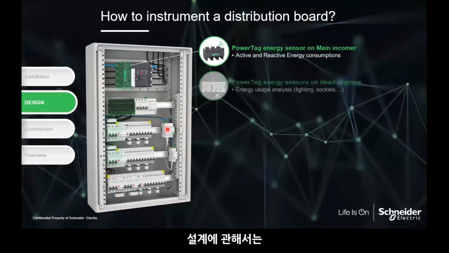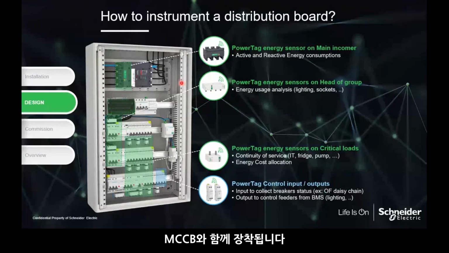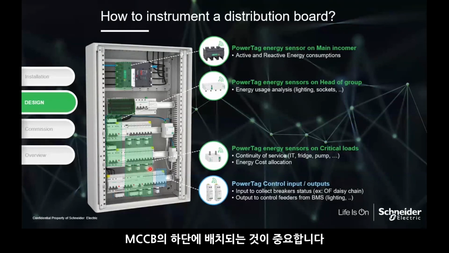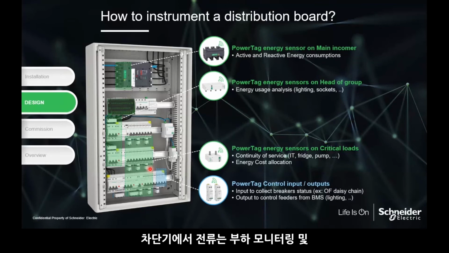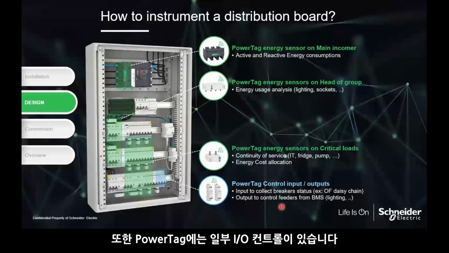When you come into the design, basically the PowerTags are sitting, as I mentioned, the NSX PowerTag sitting with an MCCB. Then we have a smaller PowerTag at the bottom here to monitor the load. So you sit at the bottom of the MCCB. That is when you're monitoring the load. When you turn on the breaker, the current flows directly through the load you're monitoring, which is the consumption. PowerTag also has some IO controls for control purposes.